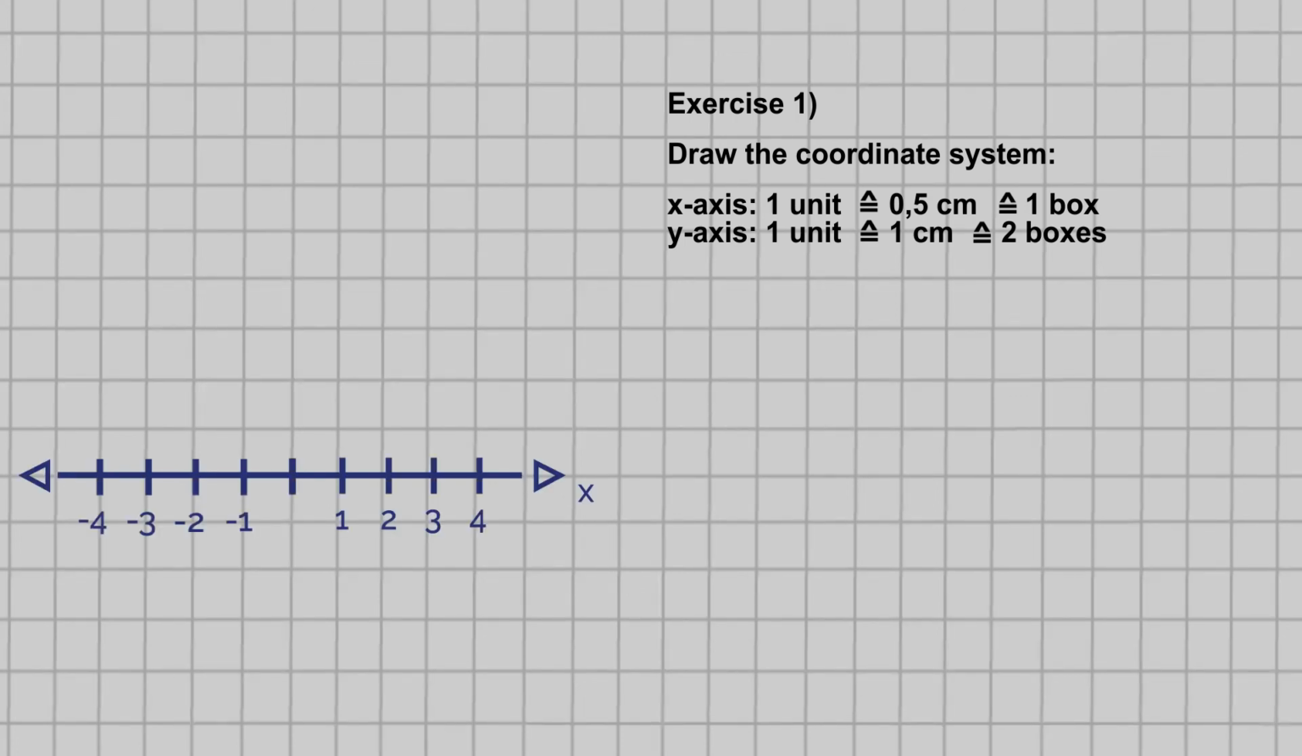We draw the y-axis directly in its proper place. We either measure 1 centimeter for the y-axis unit, or we note that 2 boxes correspond to 1 y-axis unit. To finish up, we label the axis.